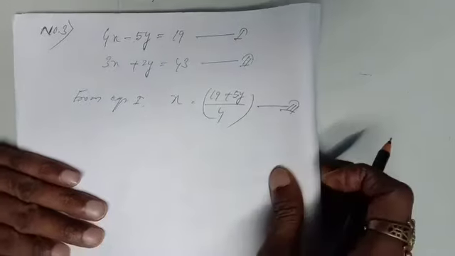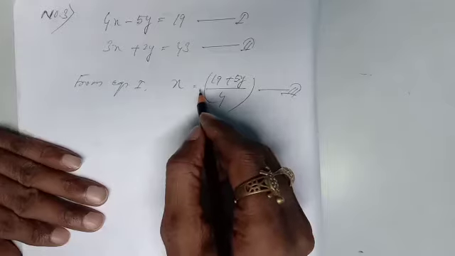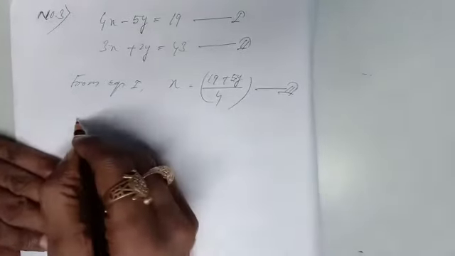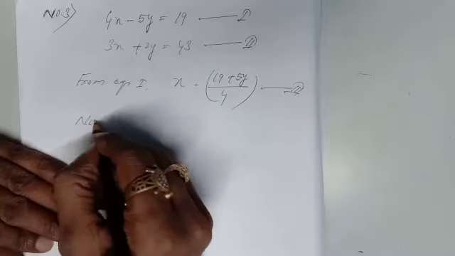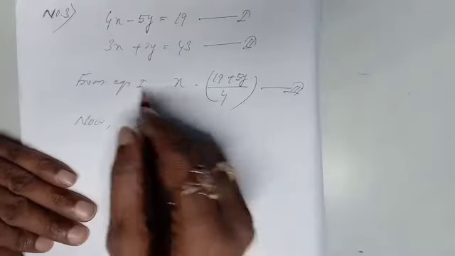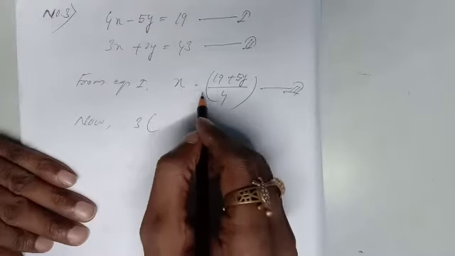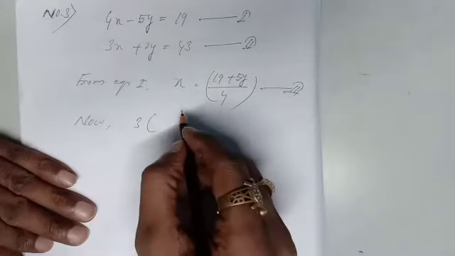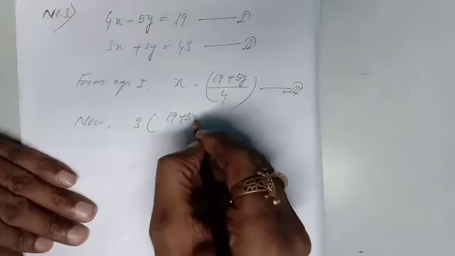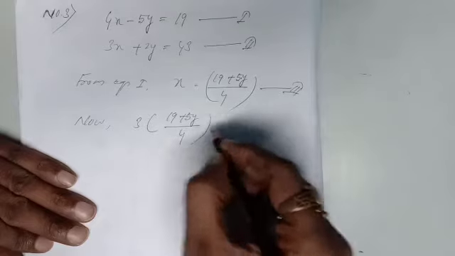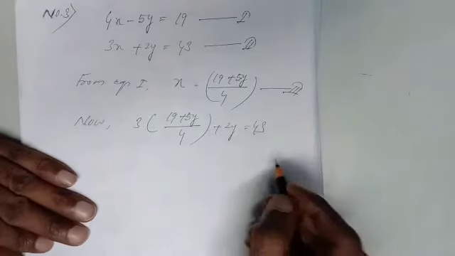Now from equation 1 you got the value of x, and that value of x you put in equation 2. From 1 I found the value of x, and that value you have to substitute in equation 2. The x value is (19 + 5y)/4. So 3 times this, plus 2y, is equal to 43.